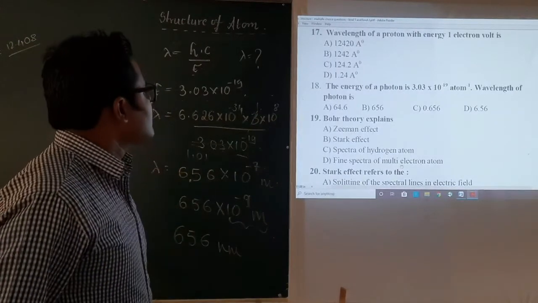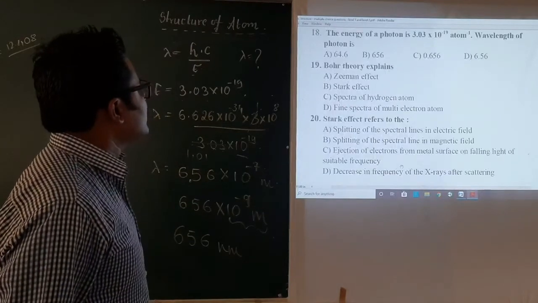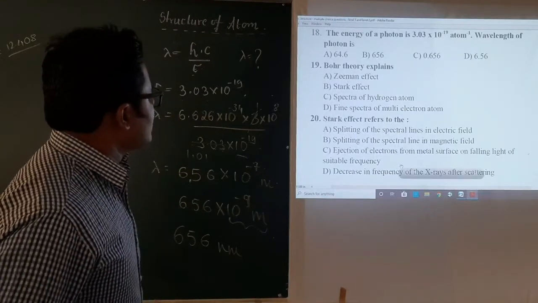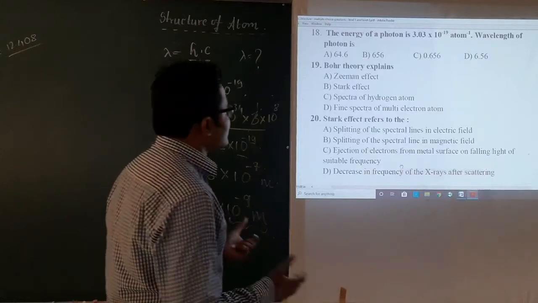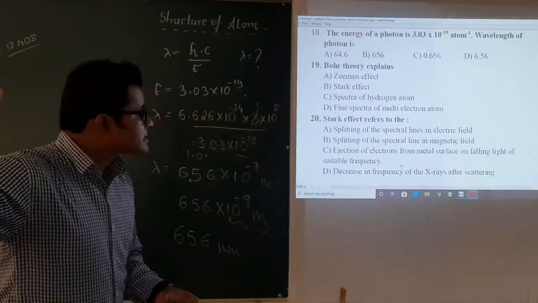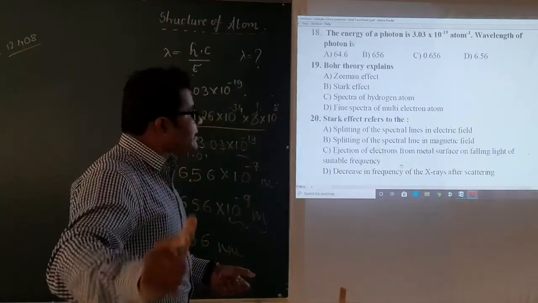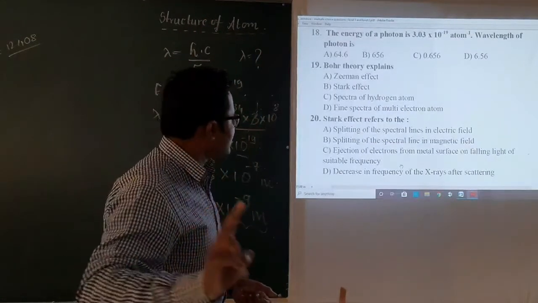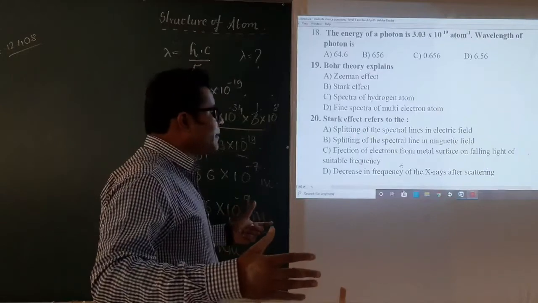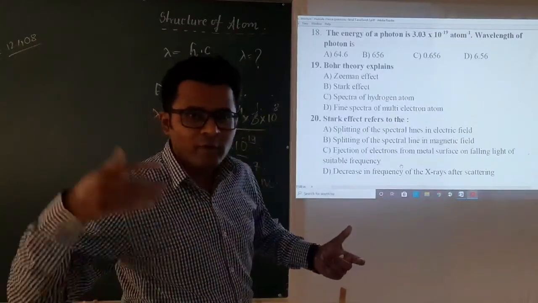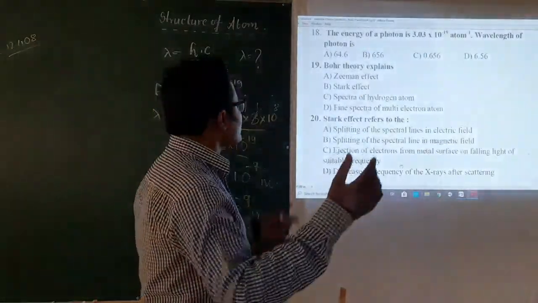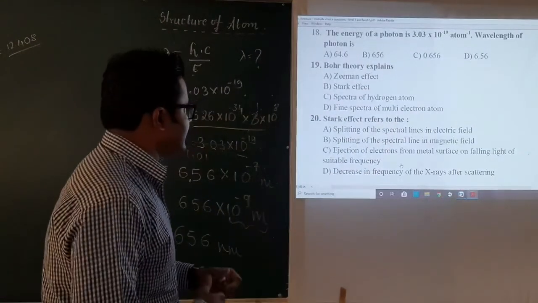Next question, question number 19 over here is that Bohr theory explains the Zeeman effect. No. Stark effect does not explain. It explains the spectra of the hydrogen atom only, right? It is not going to explain the spectra of atoms having more than one electron also. So option C for question number 19.